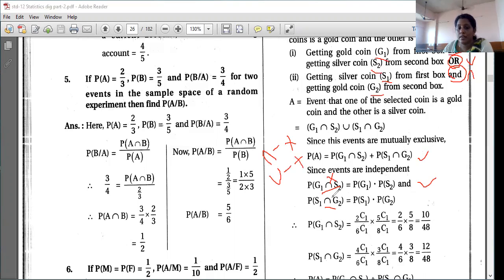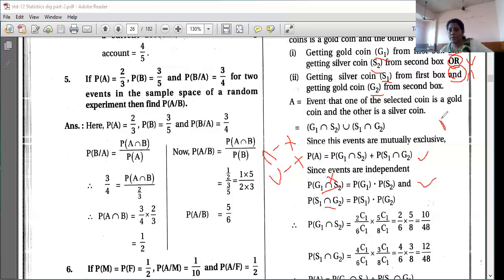Okay, then G1 intersection S2 is P of G1 into P of S2, and S1 intersection G2 means P of S1 into P of G2. Got it? Now substitute the values. How many gold coins were there? 2. So 2C1 upon 6C1, that is 2/6. What was P of G1? 2/6, that is 2C1 and 6C1. And P of S2? We take it as M upon N. You can find P of G1, P of S2 and the rest separately from the start.